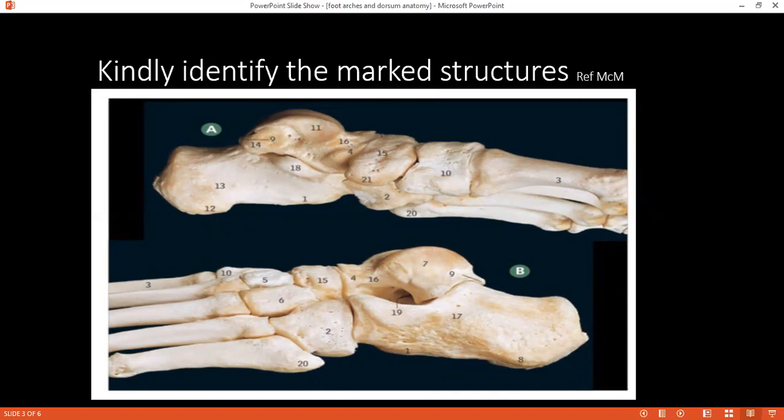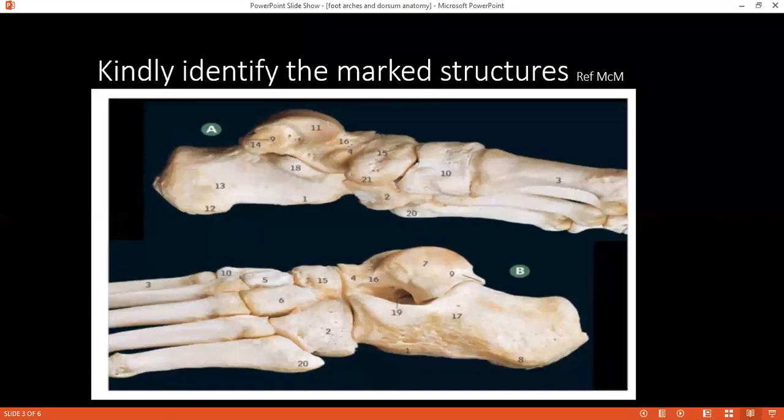Okay. Can you please identify 21? It is the tubercle of the navicular bone. Very good. Tuberosity of the navicular bone. Yes. Good.